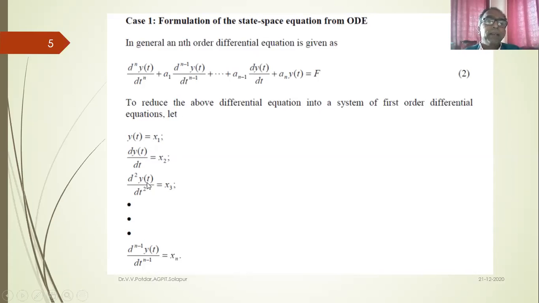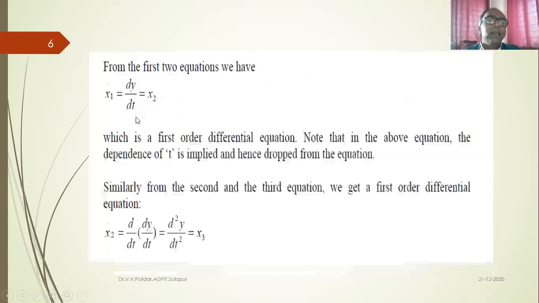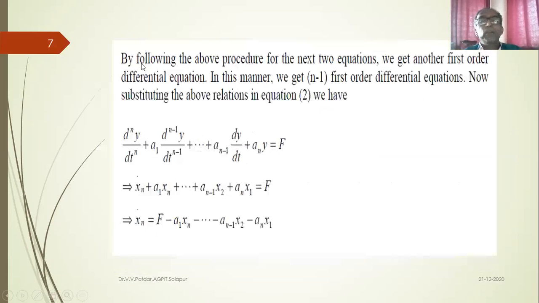And similarly, x3 will be equal to x2 dot, because x2 is dy by dt, and d by dt of dy by dt is d2y by dt square. So x3 is x2 dot, and x2 itself is x1 dot. That's what this says: x2 is x1 dot and x3 is x2 dot. By following the above procedure for the next equations, we get another first order differential equation. In this manner, we get n-1 first order differential equations.